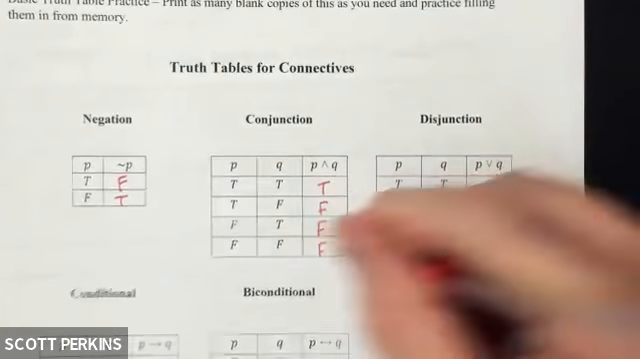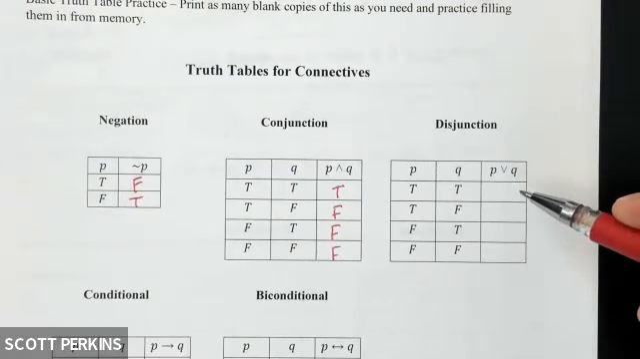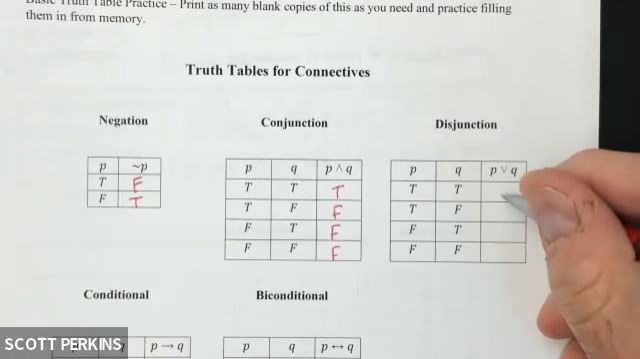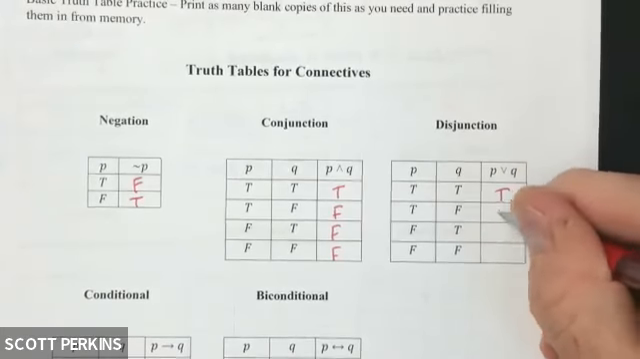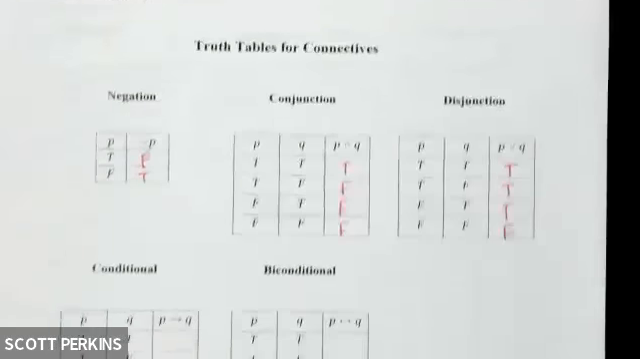Okay, fantastic. The disjunction over here on the end. When is the disjunction true? When one or the other is true. So true, true, true. The only one that's false is when they're both false down there at the bottom.